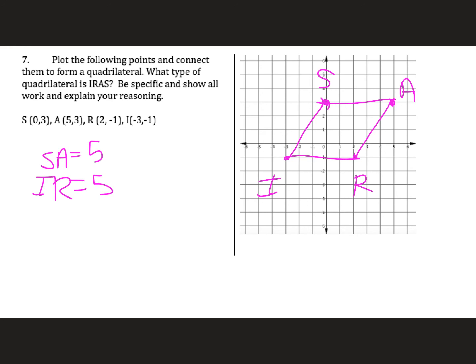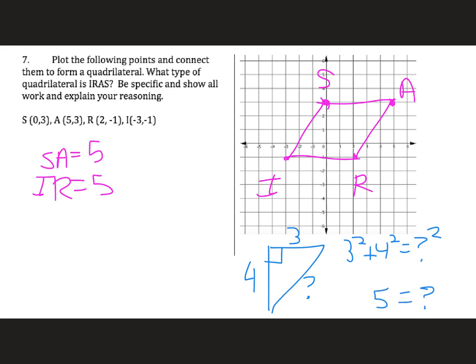SI, however, we have 3 over and 4 down. So if I do the Pythagorean theorem, 3 squared plus 4 squared equals something squared, you will solve that and you will get 5. So that means SI is 5, and AR is the same thing. We got 4 and 3, so AR is the same triangle, so that's also 5. So that's going to be a rhombus.